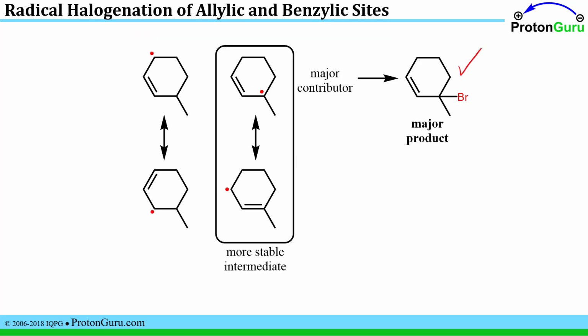Just to recap the thought process: you figure out which are the allylic sites in the original starting material. You consider the additional resonance contributors that might be possible. You identify the more stable intermediate, the one that has the tertiary contributor, and then you add the bromine to the major contributor of the more stable intermediate, and you get this species, which of course has a chiral center right here, so you would expect a racemic mixture to finish out this problem.